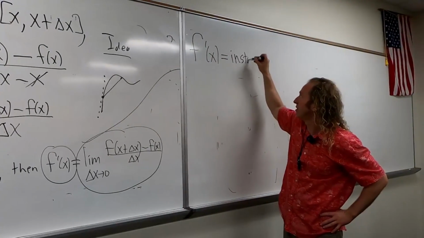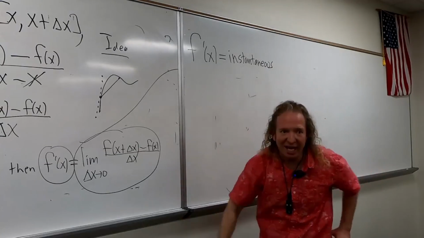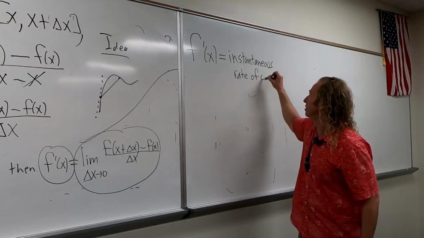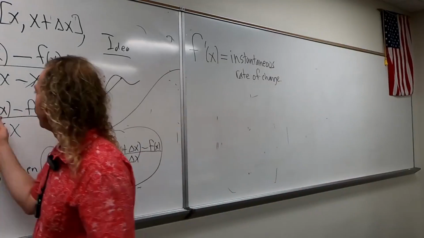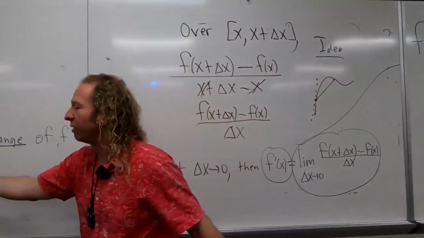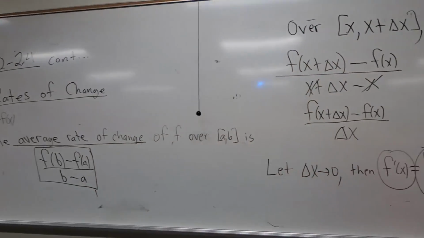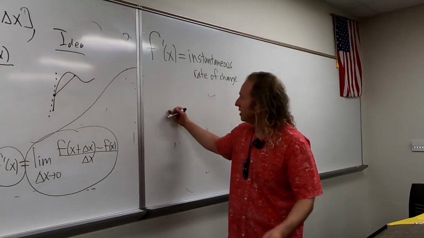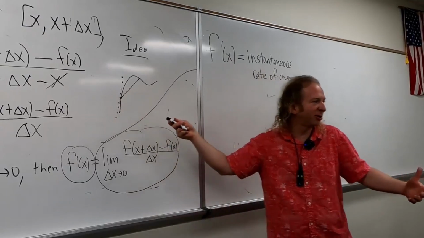Instantaneous, it's a big word. Instantaneous rate of change. So the average rate of change is just this over here, or this. And then the instantaneous is the derivative. So what is it for? It gives you the rate of change at that particular point. It gives you the slope at that particular point.